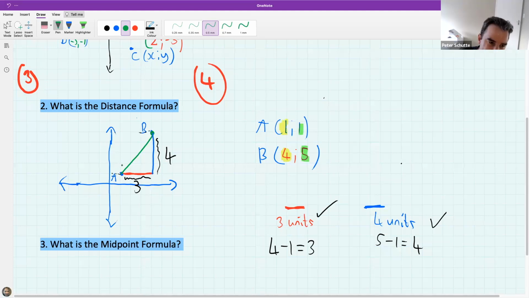Now, if this was a 3 and this was a 4, using another part of mathematics, is there a quick and easy way to find this if I tell you that this is a right angle? Can you think of, and Corsi, you were so quick. You didn't give any time.